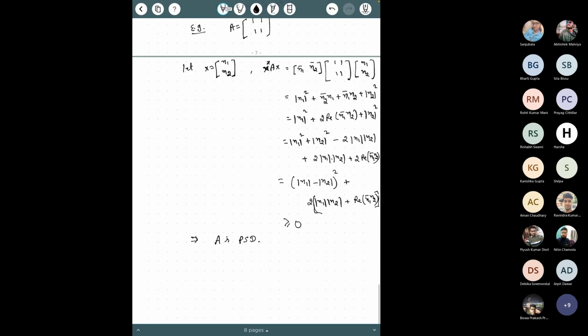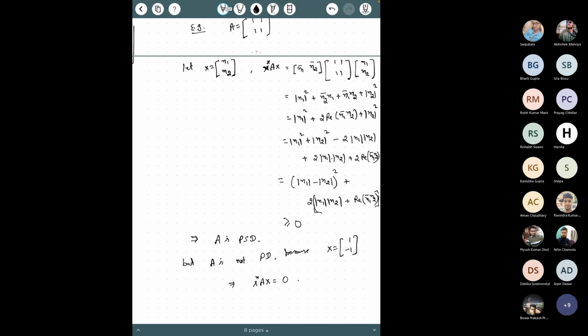But A is not positive definite. Why? Because if you take x which is 1, minus 1, then clearly this x is non-zero, but x star Ax is 0. So therefore A is not positive definite. So positive definite implies positive semi-definite, but the other direction is not true. This is because of this example.